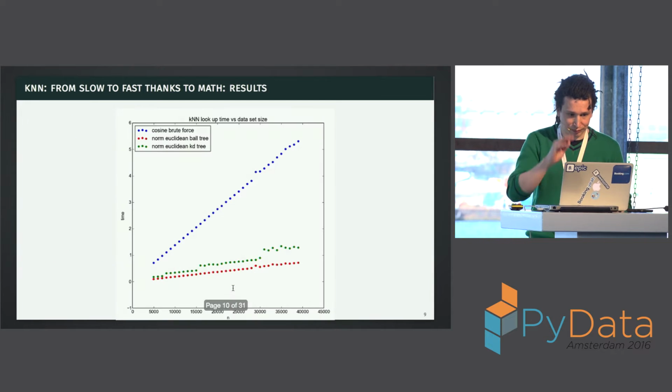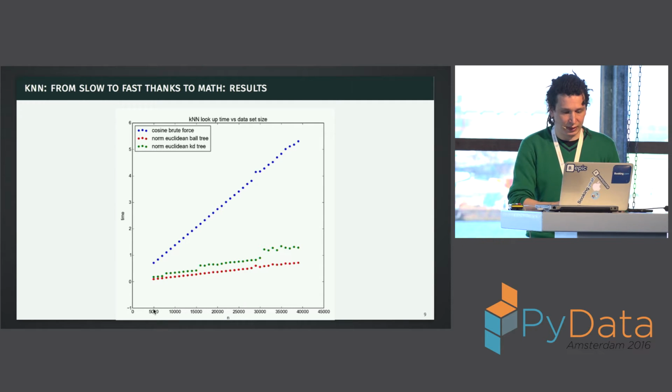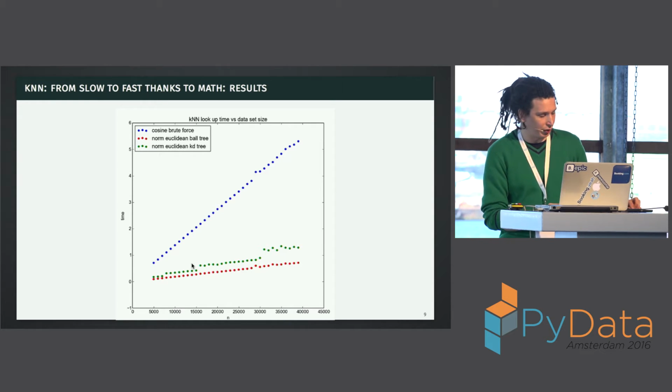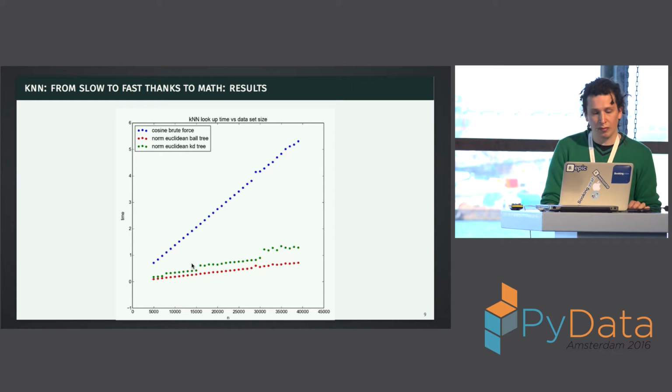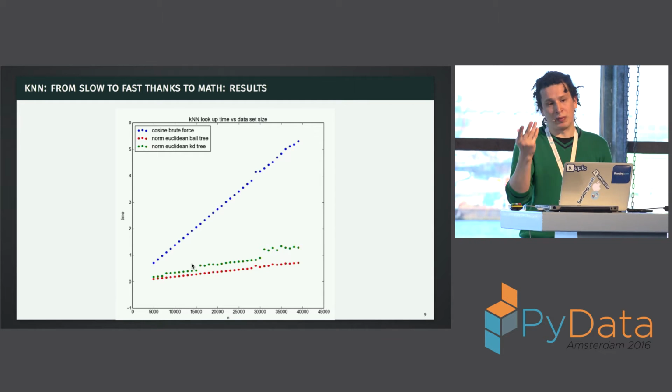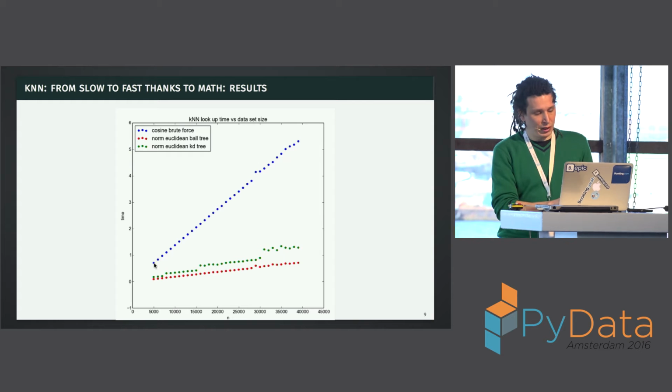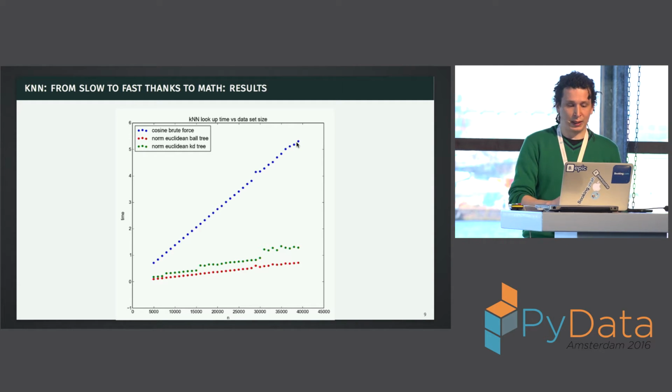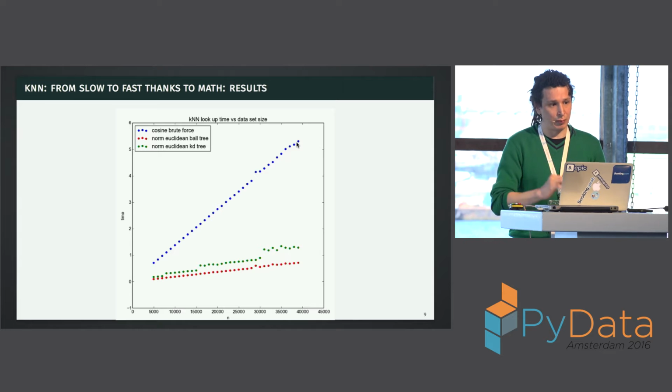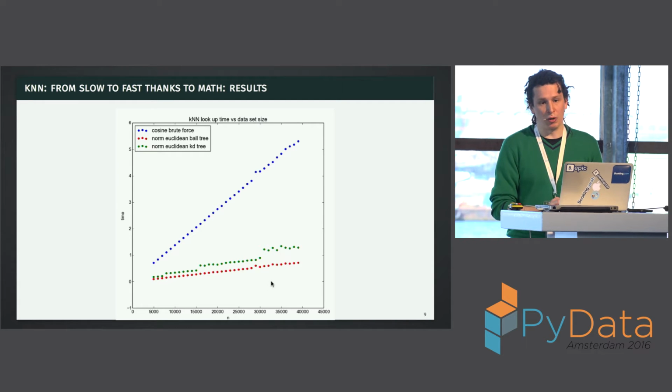So, results. On the x-axis, you can see the dataset size, which ranges from 5,000 to 40,000. And on the y-axis, you can see how long it took to compute the top 10 or top 9 most similar pictures for 20 pictures. So there are two things to note in this chart. First of all, the blue line is not tricky at all, so cosine and brute force. The green line is a space partition tree, particularly the KD tree, and the red one is the ball tree.